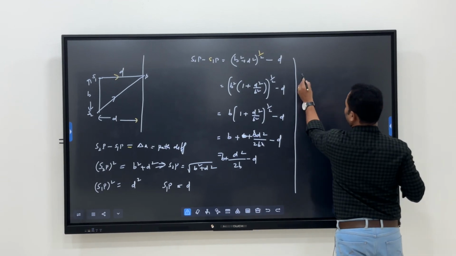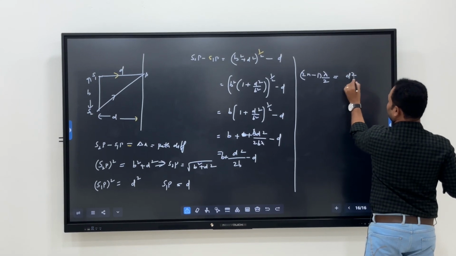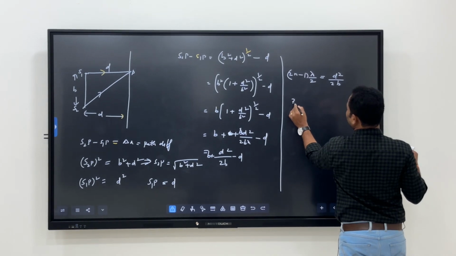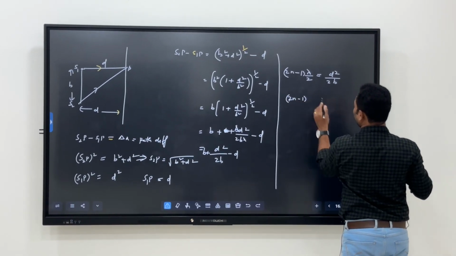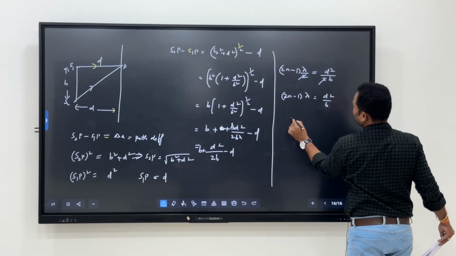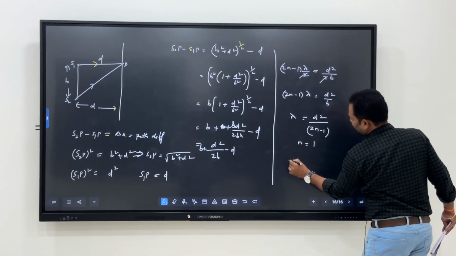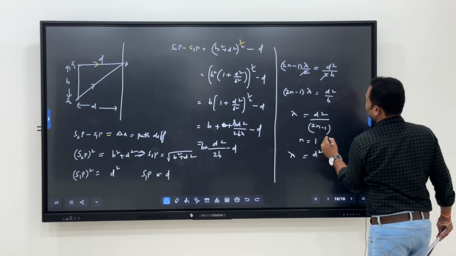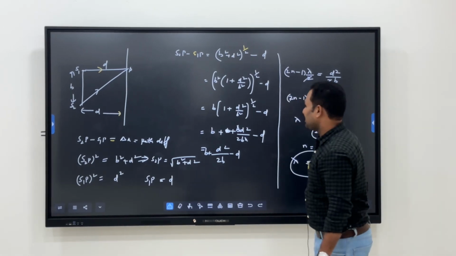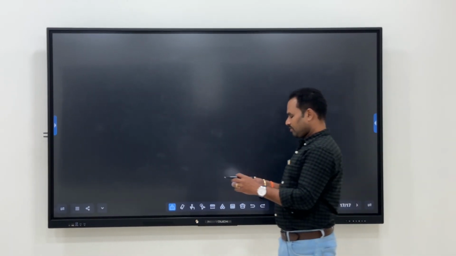Then S2P minus S1P is equal to the missing wavelength condition, (2n minus 1) lambda by 2, equal to D square by 2b. The 2 cancels, so (2n minus 1) lambda is equal to D square by b. So lambda is equal to D square by (2n minus 1) b. For n equal to 1, lambda is D square by b. The missing wavelengths are D square by b, D square by 3b, D square by 5b, and so on.